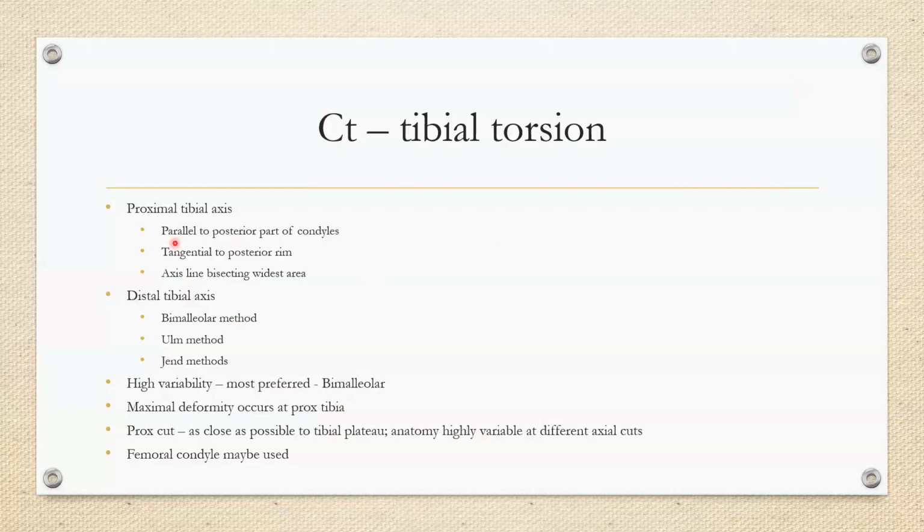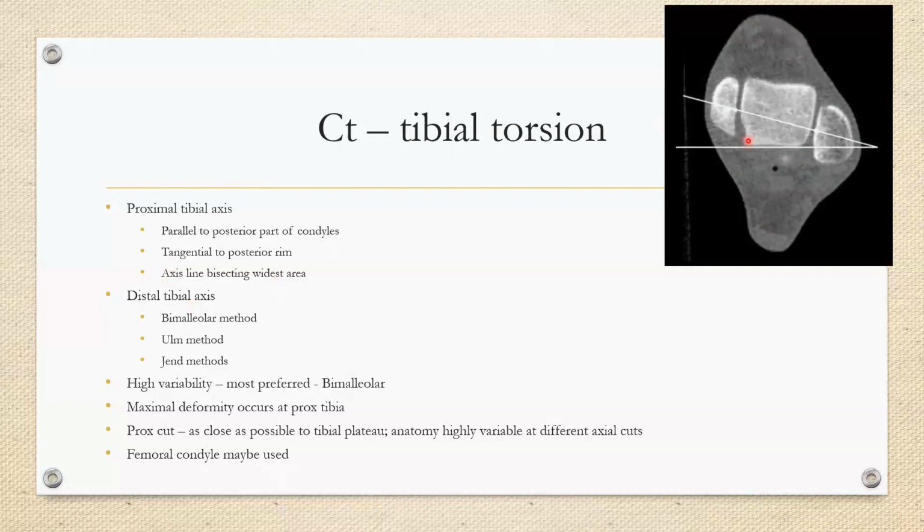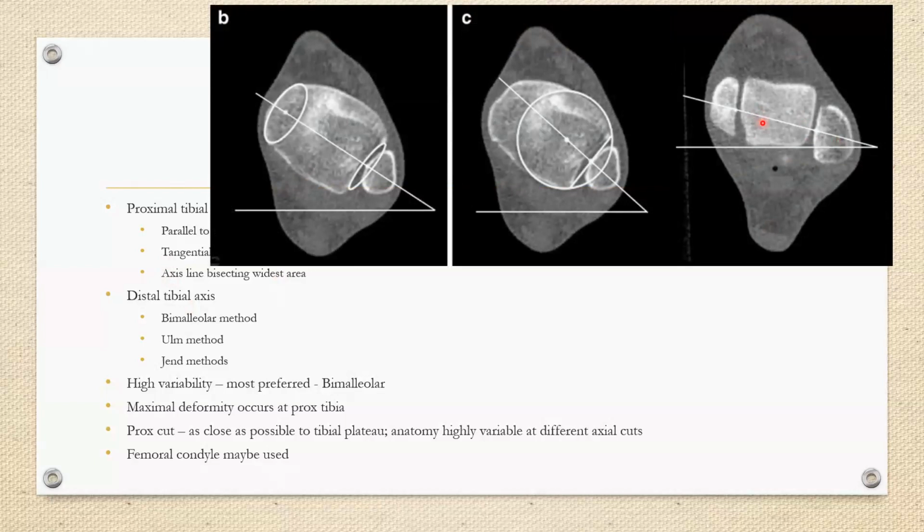For the proximal axis, again, there is a lot of variability. The line can be taken either parallel to the posterior part of the condyle, tangent to the posterior rim, or as an axis bisecting the widest area of the proximal tibia. Again, there are multiple methods described regarding the points to be taken for the distal tibial axis. The more commonly used method is the bimalleolar axis, where the center of both malleoli is taken at the tip of the talar dome. Other described methods are Arm's method and Jend's method.